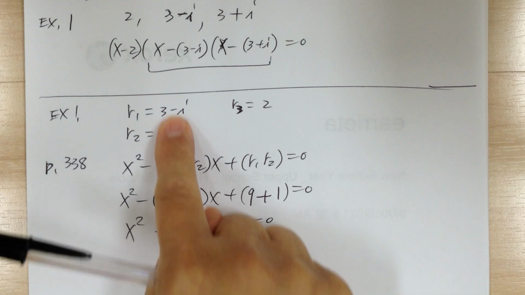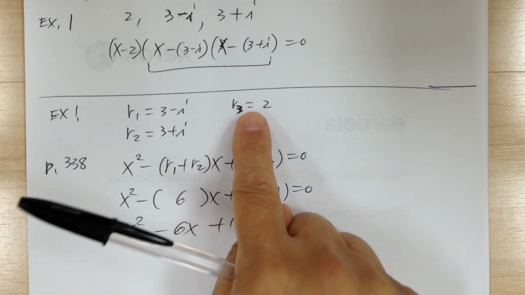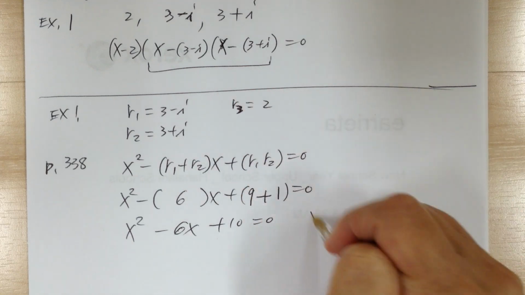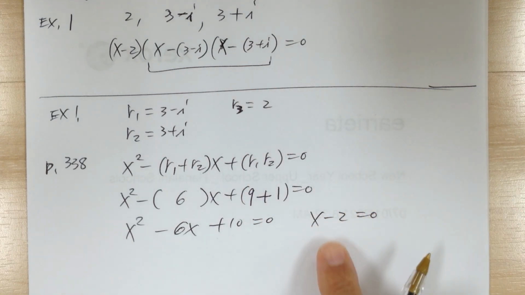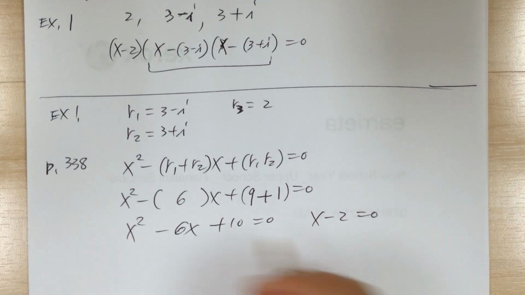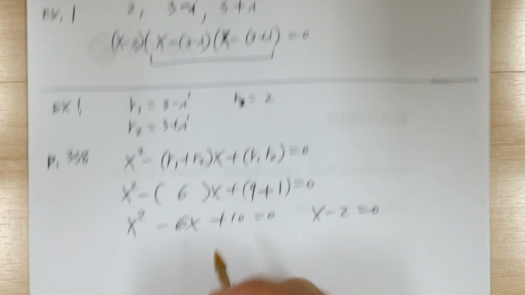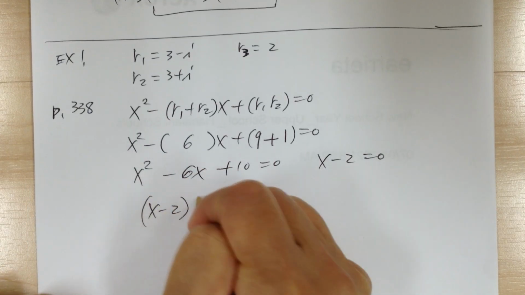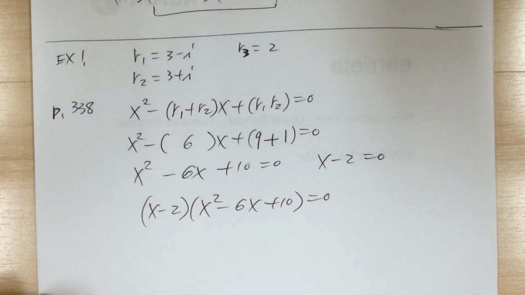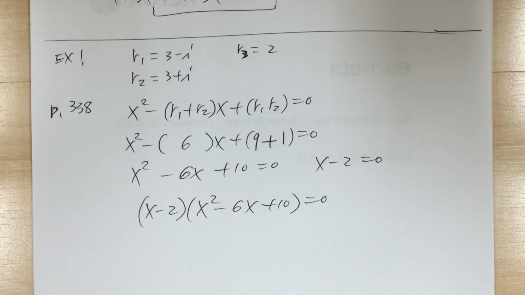So these 2 answers came from here. Now you're going to include these. From this part, you're going to get x minus 2 equal to 0. So you're just working backward. You're going to put these 2 together. I'm going to put this in the front. So it'll be x minus 2 times x squared minus 6x plus 10 equal to 0. Then I'm going to distribute.